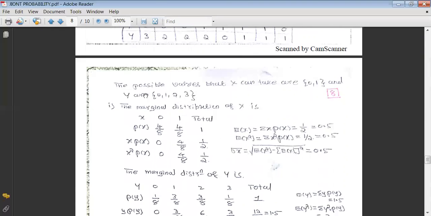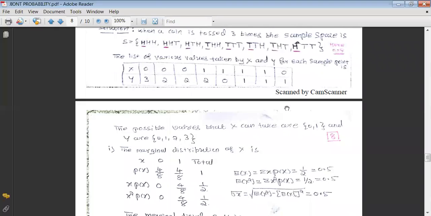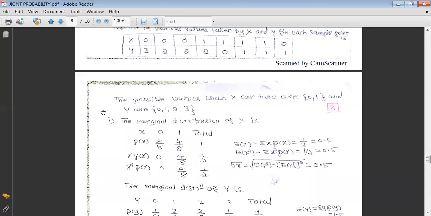And now the possible values that X can take. As we know, once you look at the values of X, the possible values of X are 0 and 1. And the possible values of Y: it may take 0, it may take 1, it may take 2, or it may take 3. Therefore, the possible values for Y are 0, 1, 2, 3.